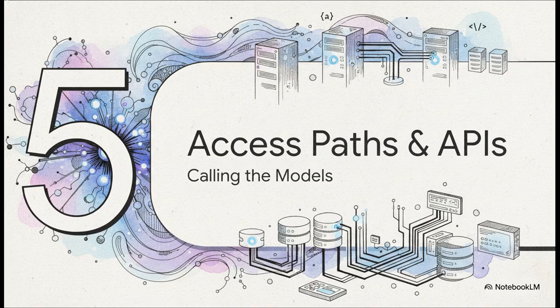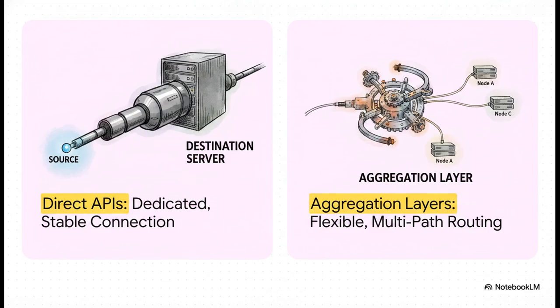Next up, Section 5, Access Paths and APIs calling the models. Because having the best model is great and all, but deciding exactly how you integrate it into your tech stack is where the real engineering actually happens. You've got to choose your routing carefully. Direct APIs, like hitting Google Vertex for Veo, give you much cleaner pricing, a strict service level agreement, and are definitively cheaper at high volume for a single model.